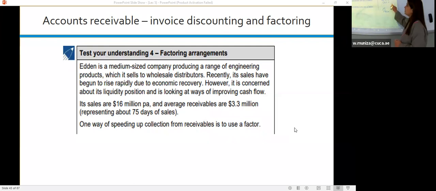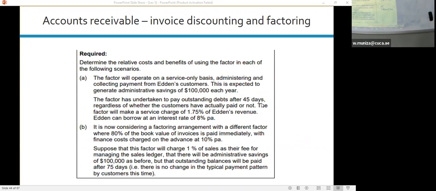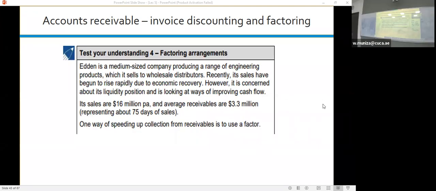So my dear students, the cost of finance will be on the receivables balance of 3.3 million, and this cost, the interest fee which we have to give to the factor, 1.75% of 3.3 million. Am I right? How many days earlier is the amount being received? The normal is 75 days of sales, but the amount is going to be received how many days earlier? 30 days earlier it is going to be received. So according to that, we are going to calculate the benefits and costs.